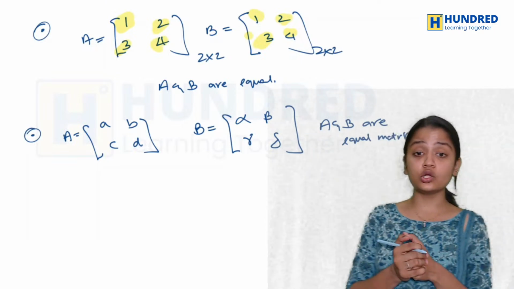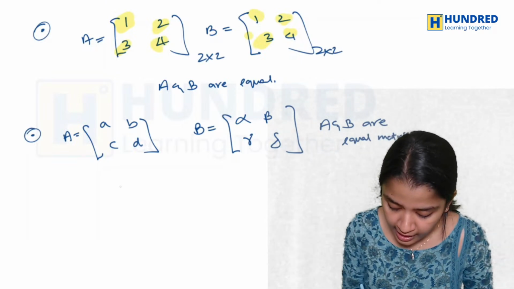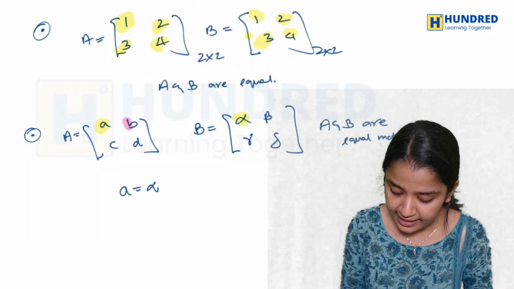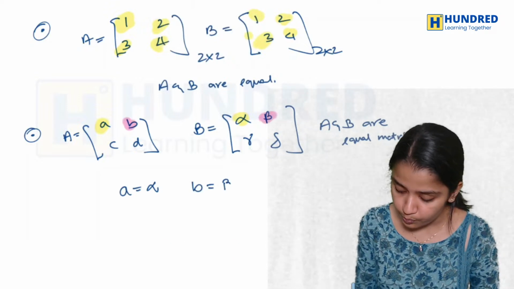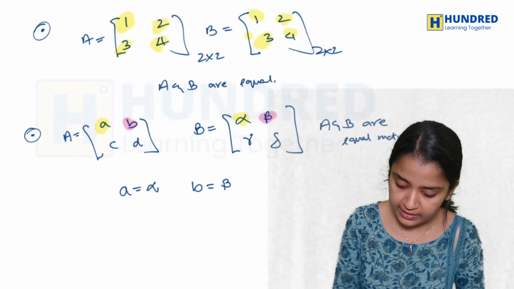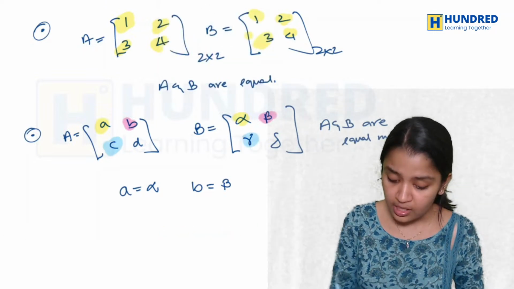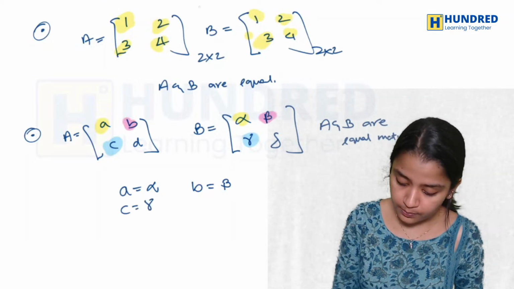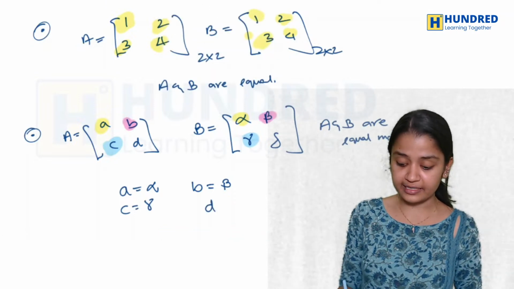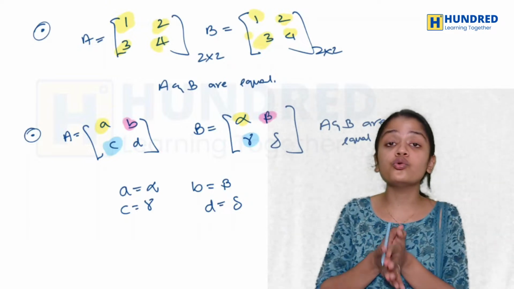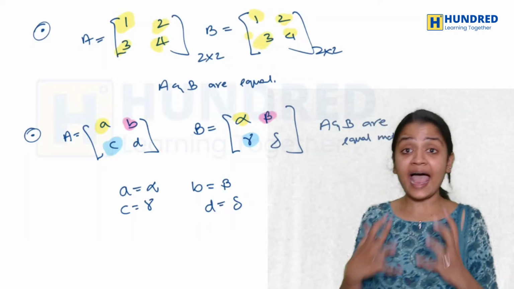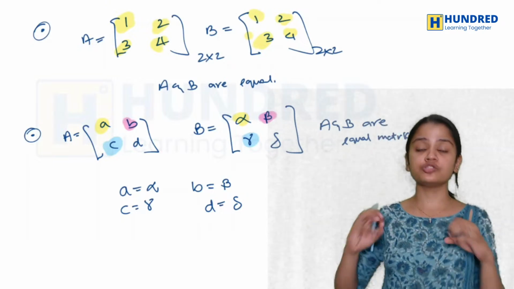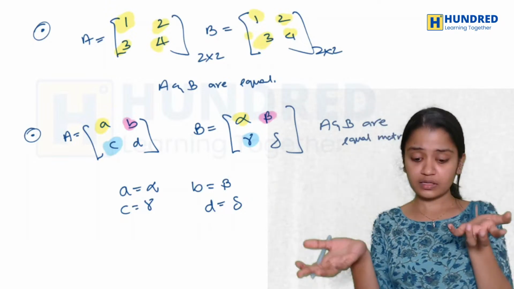So what can you conclude? You can conclude that my first elements are equal: a is equal to alpha. My second elements are equal: b is equal to beta. My third element is c, and that is also equal: c is equal to gamma. And the last element, d, is equal to delta. So if they give you two matrices and tell you to prove something about the elements, you can directly say the elements are equal.